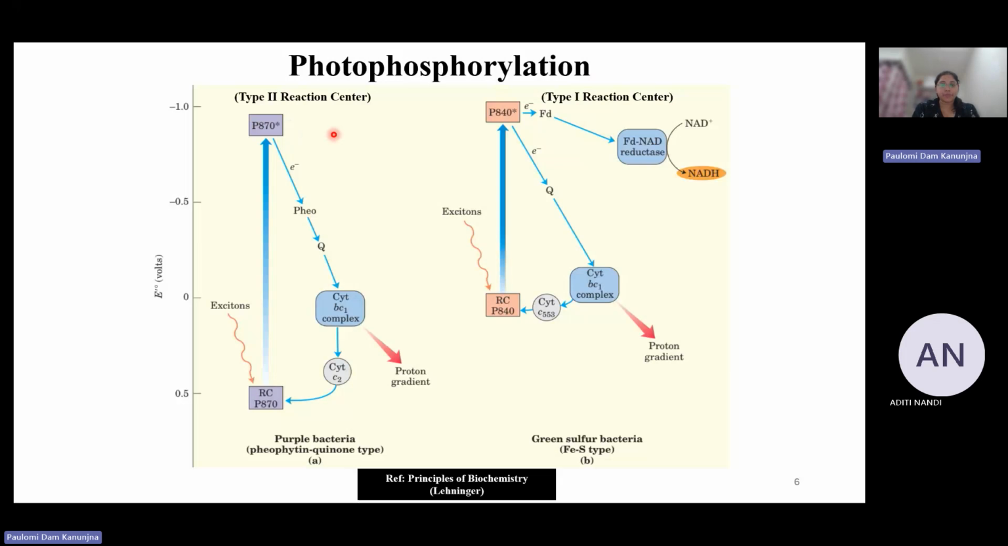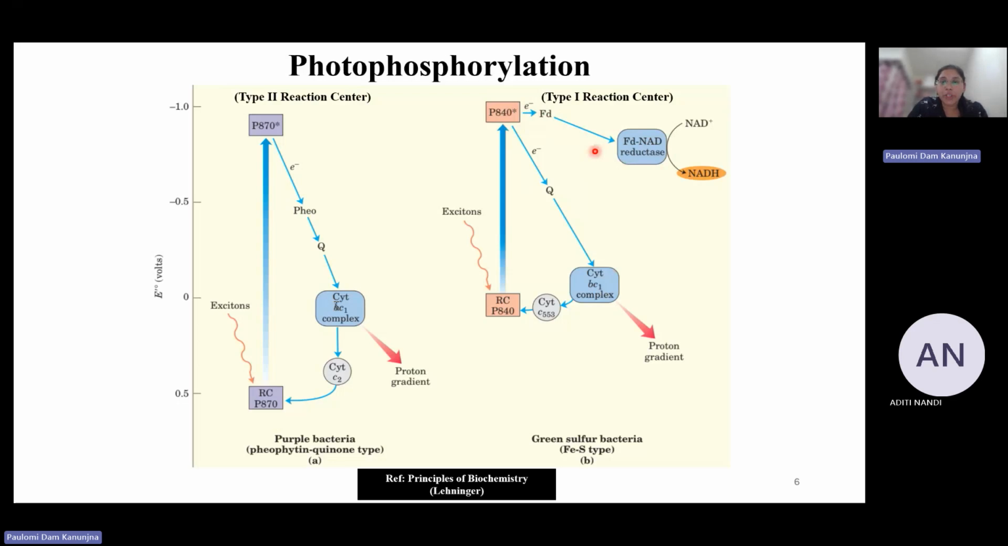Don't get confused, okay? In type 2, after pheophytin, you have quinone, then the cytochrome BC complex, then cytochrome C. This is the cycling. So the electron is transferred back to the original state. While here you do have cycling, but you also have some loss in the form of ferredoxin. Okay. This minute thing is what you need to remember in terms of photosystems 1 and 2. Right. So let's look into this in a bit more detail.